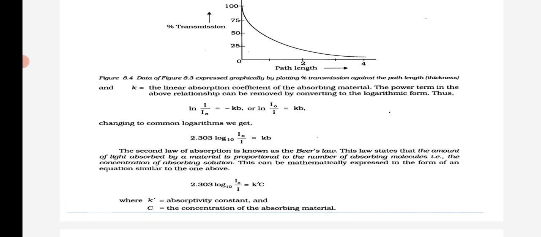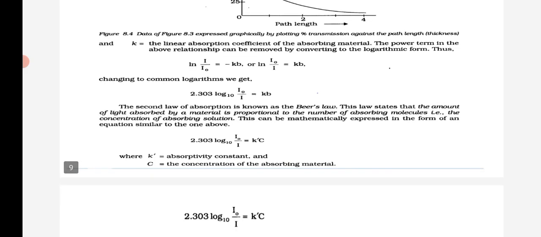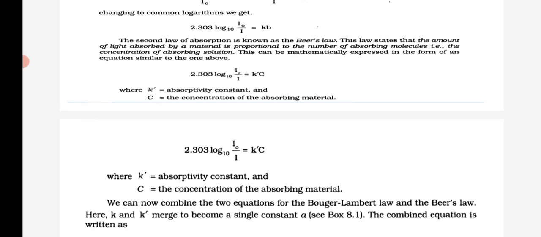So the second law is Beer-Lambert's law. This law says that the amount of light absorbed by a material is proportional to the number of absorbing molecules, that is, the concentration of the absorbing solution. Mathematically, the equation is 2.303 log10 I0 by I equals K dash C, where K dash is the absorptivity constant and C is the concentration of the absorbing material.